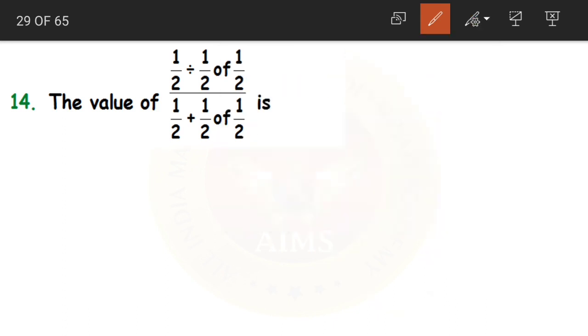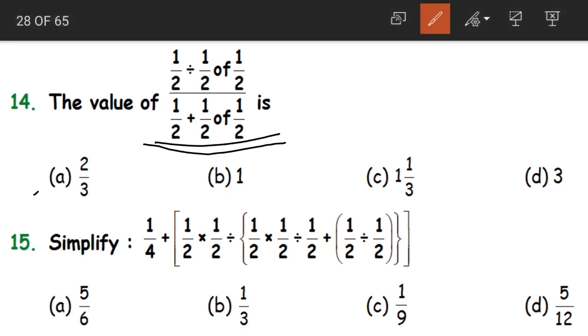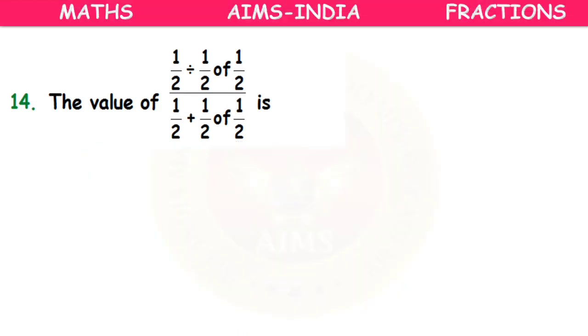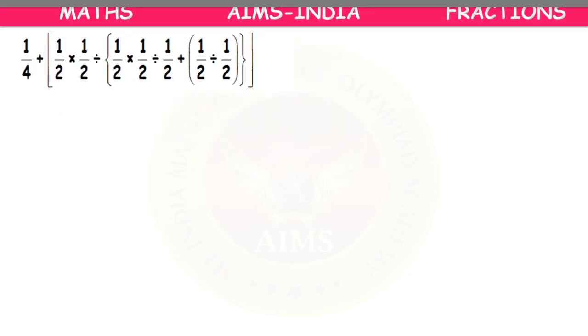Now let us check our answers, options. Do we have 2 by 3 here? Yes, we have option A, 2 by 3. So option A is our correct answer. Clear, students? Now again moving on to the 15th question. It is a very big expression. So let us take it in a separate slide as well and solve.